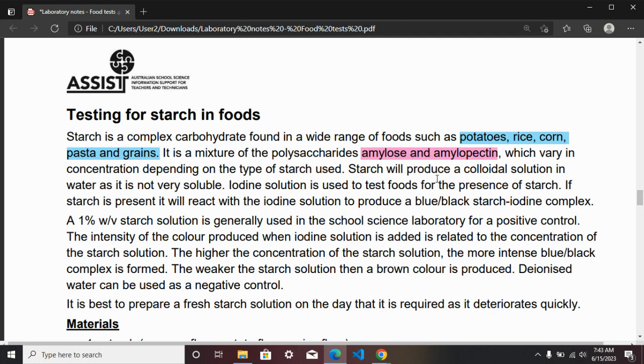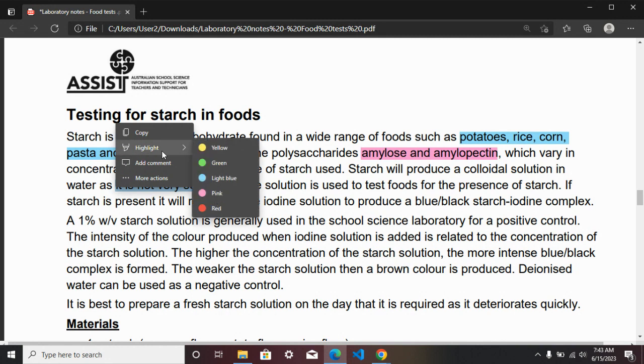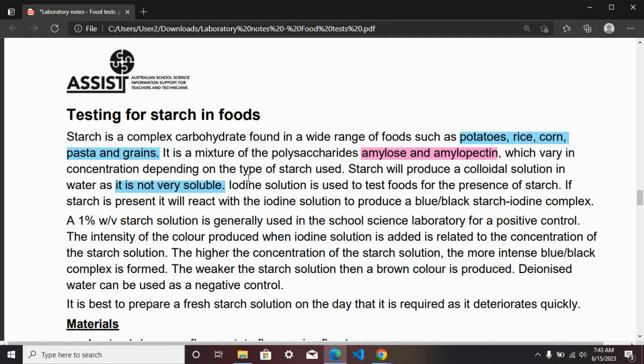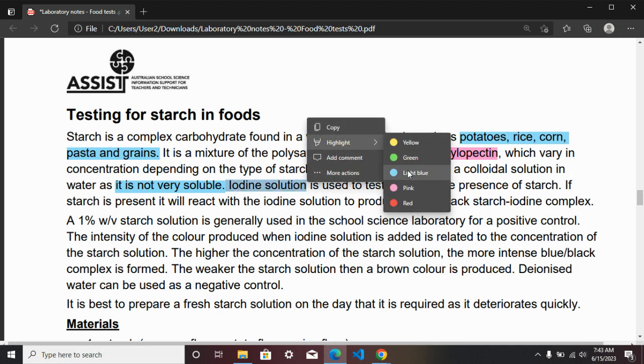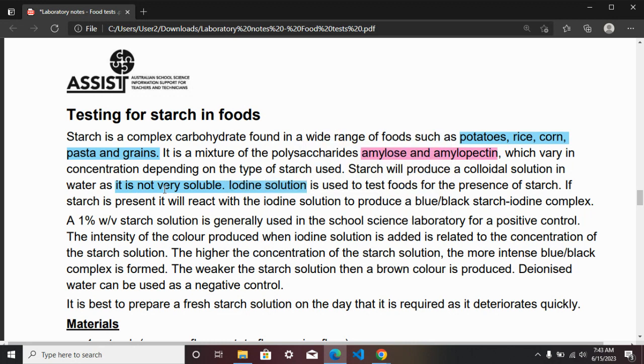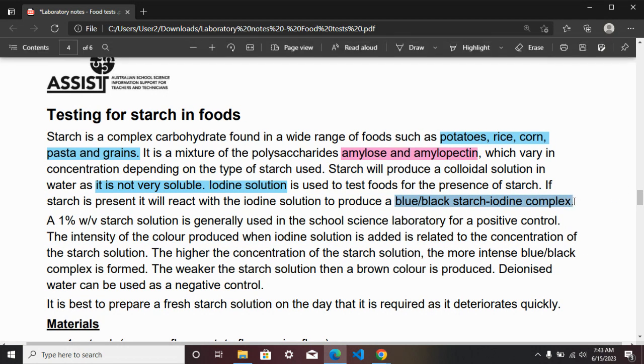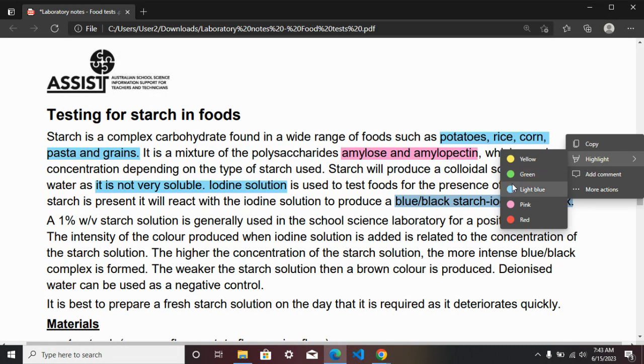Starch will produce a colloidal solution in water, as it is not very soluble. It's slightly soluble, not wholly. We will use iodine solution for testing for starch. If starch is present, it will react with iodine solution to produce a blue-black starch iodine complex.